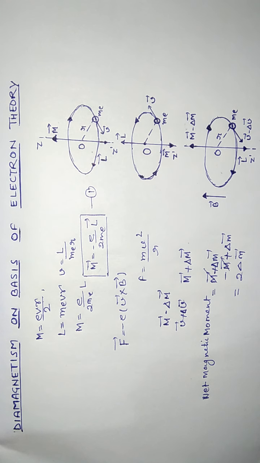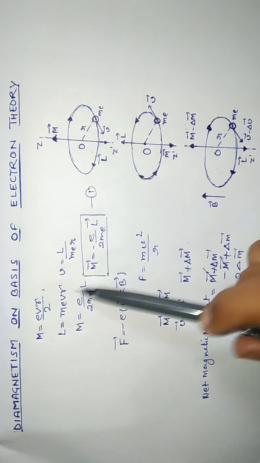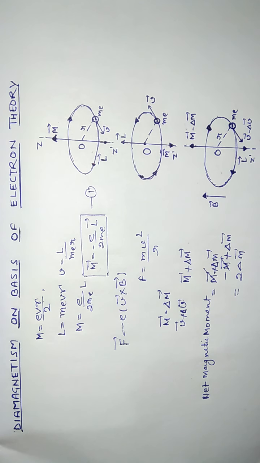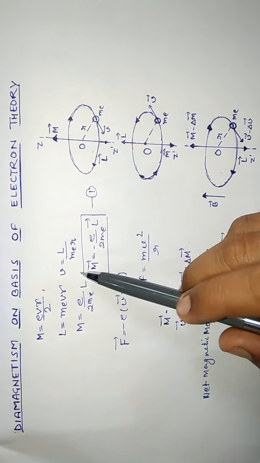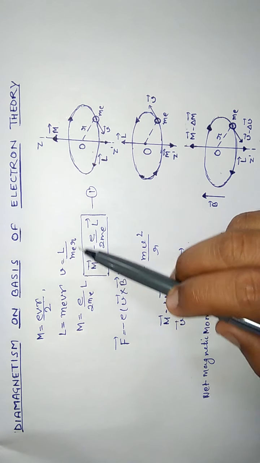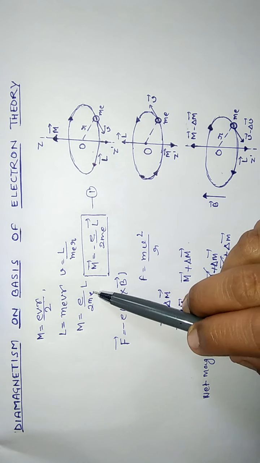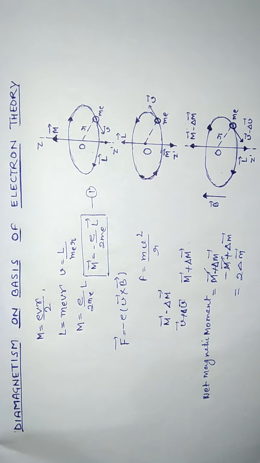m e v r, where m e is the mass of the electron. Now from here we can find the value of v, which equals L upon m e r. Substituting this value of v in this equation, we get m equals e upon 2 m e into L. And in vector form, it can be written as m vector equals minus e upon 2 m e into L vector.